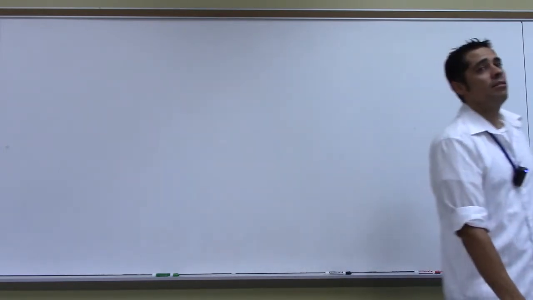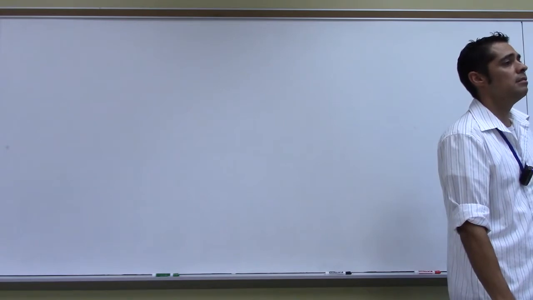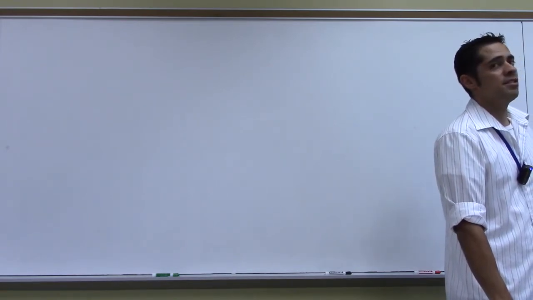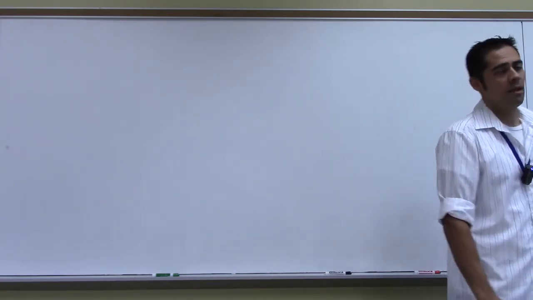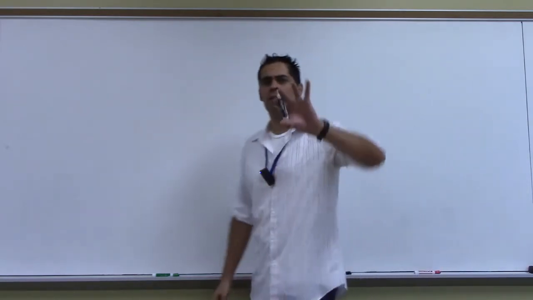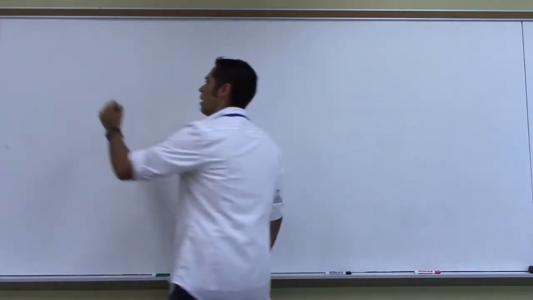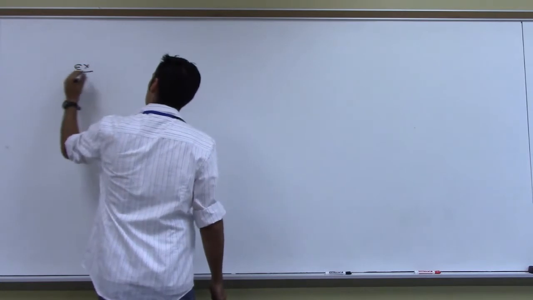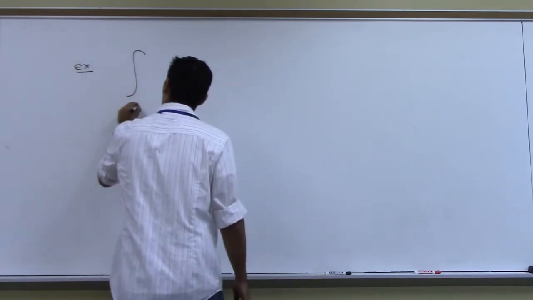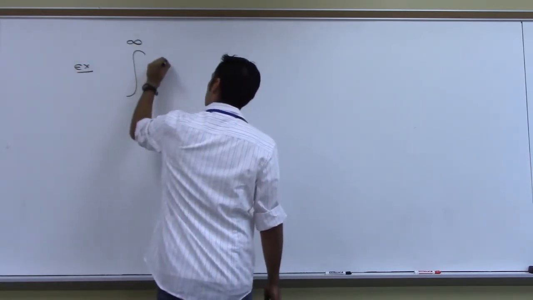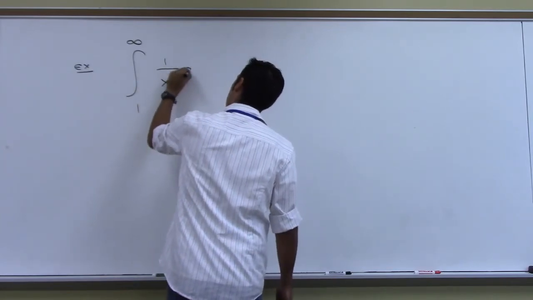Okay, so how do we handle these type 1 integrals? I think what I'll do is start with an example, and then I'll refer back to the notes. It's easier if I do it that way. So let's take a look at the integral from 1 to infinity of 1 over x squared dx.